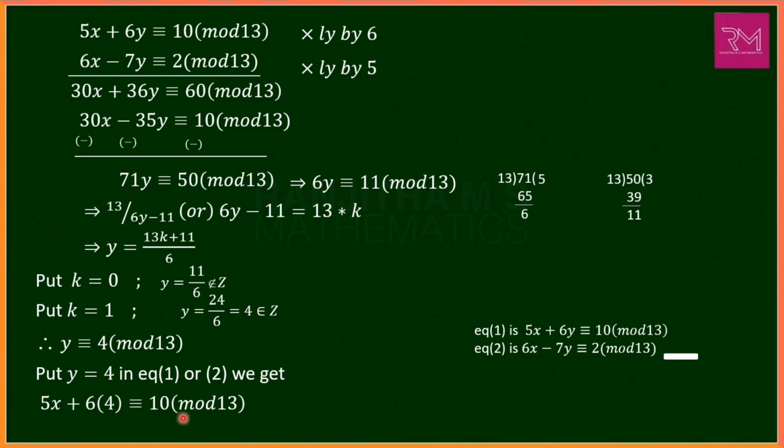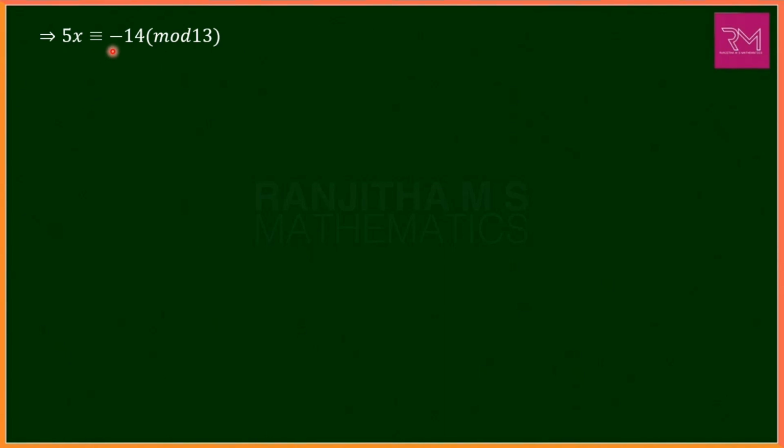Here if we subtract throughout by 24, we get 5x plus 24 minus 24 is congruent to 10 minus 24, which is minus 14, under mod 13. Therefore, this congruency reduces to 5x congruent to minus 14 mod 13. Next step, applying the congruency definition here, we get 13 divides 5x minus of minus 14, therefore minus of minus 14 is plus 14. Or we can take this as 5x plus 14 is equal to 13 into some integer k, or we can take this as x is equal to (13k minus 14) divided by 5. Here if we take plus 14 to the right hand side, that becomes minus 14. If we take 5 to the right hand side, that goes to the denominator. Hence we get x is equal to (13k minus 14) divided by 5.